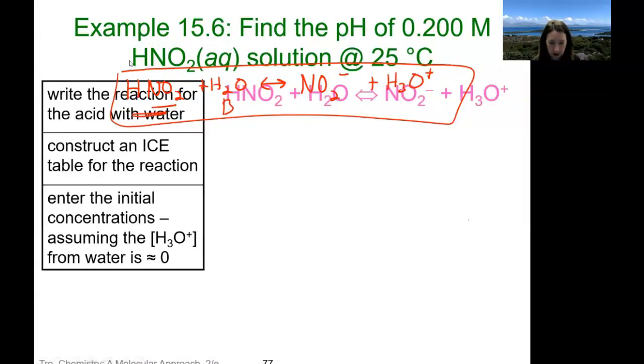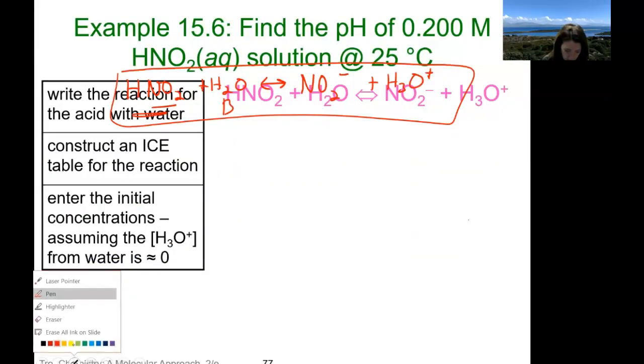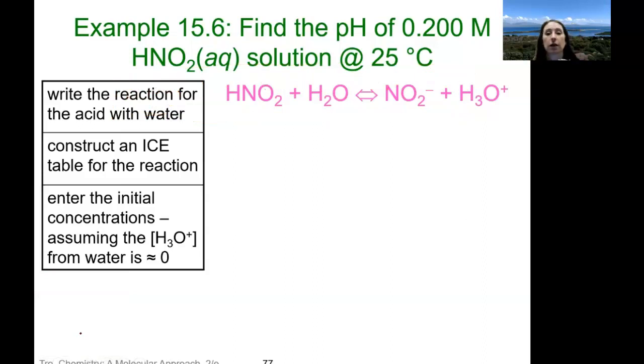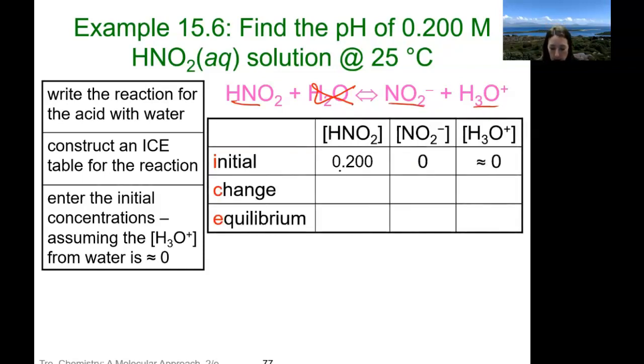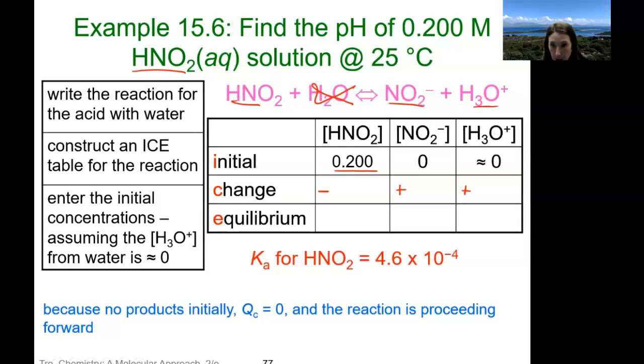Okay, so now here's our equation. This is what's going to tell us what goes in our ice table, right? So here's our ice table. Again, we're not going to put water in there, but we're going to have our acid, our conjugate, and our other conjugate. Now we're going to start with 0.2 of our HNO2, right? And when we do that, we're also going to need our Ka. We know that this can only go forwards, right? So this has to go down, and this has to go up, and this has to go up. That's something we definitely know has to happen.